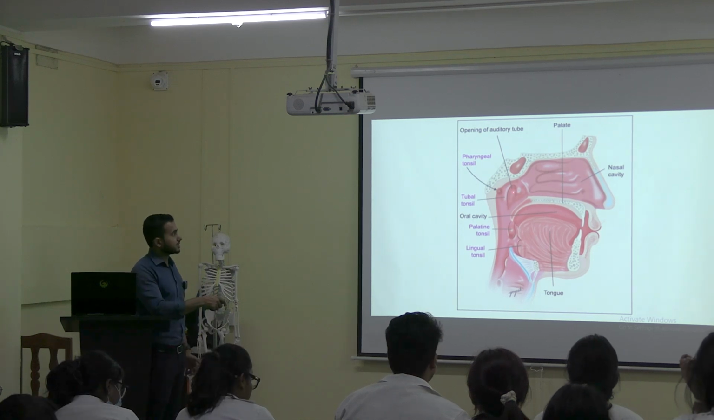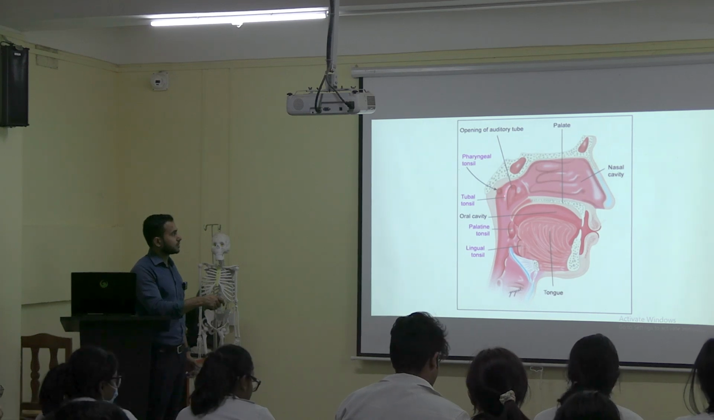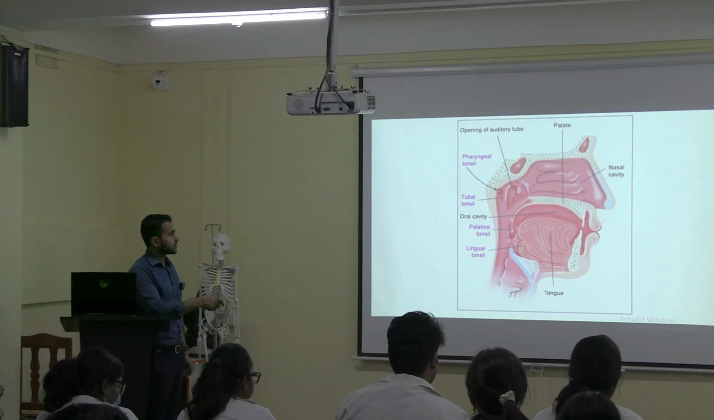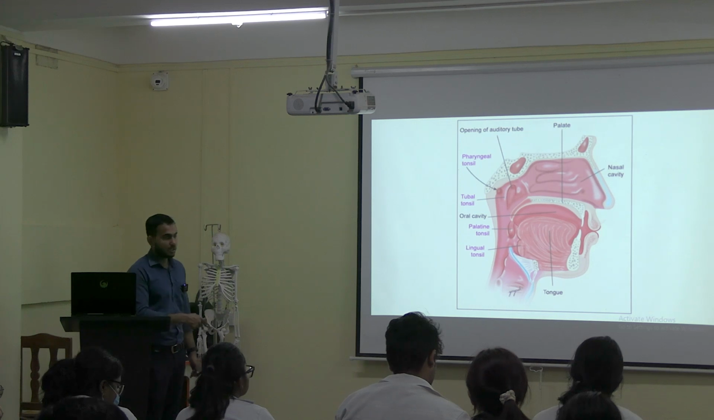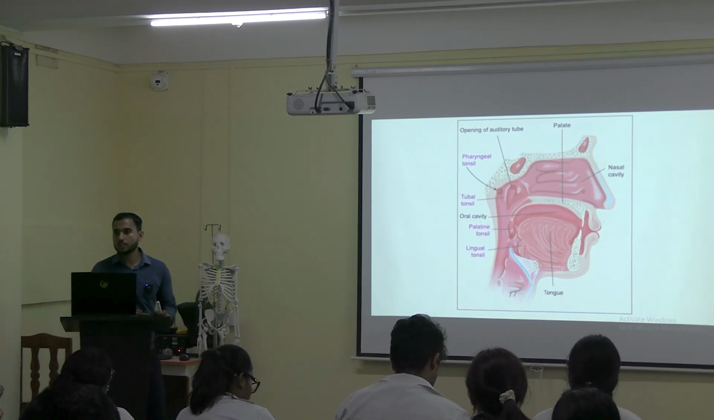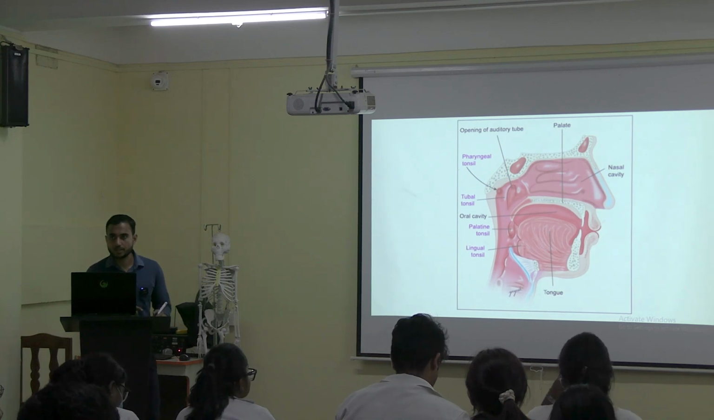Next, this is the opening of the auditory tube. You can see above the opening of the auditory tube, aggregations of lymphoid tissue are there, and these are called the tubal tonsil. Next, on the posterior wall of the pharynx, you can see the pharyngeal tonsil is present, and on the posterior aspect of the tongue, the lingual tonsil is present.